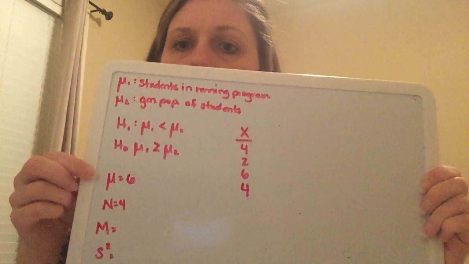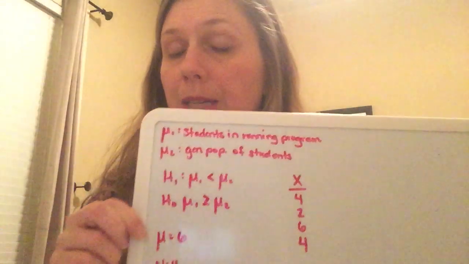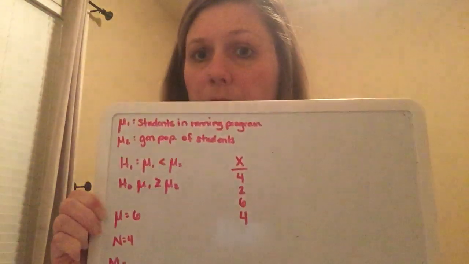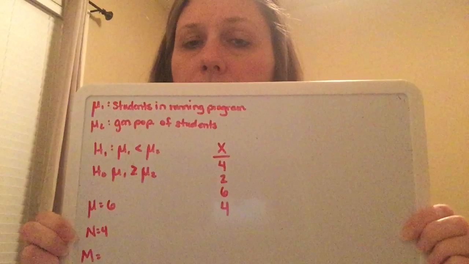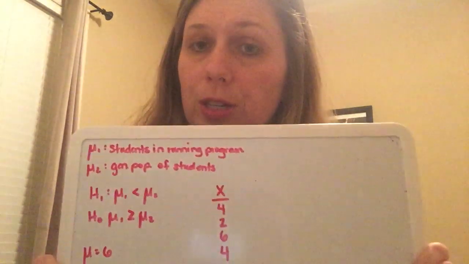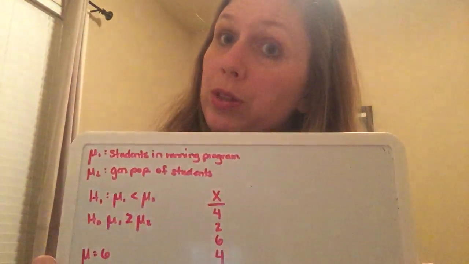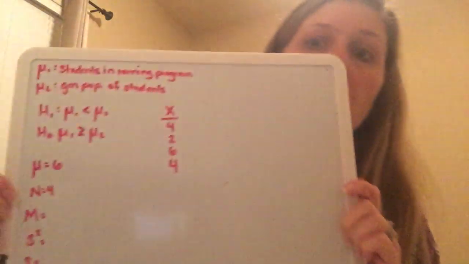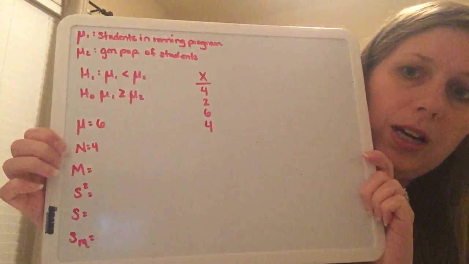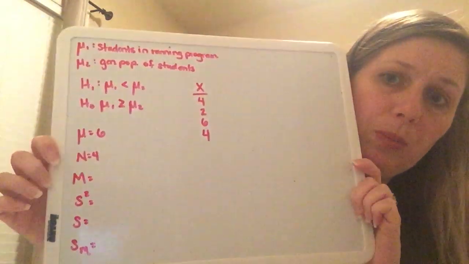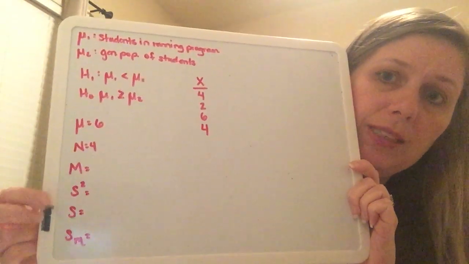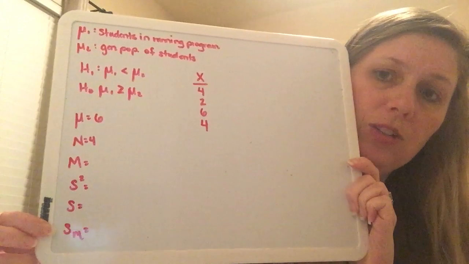Information from the problem would be that the population mean, so anxiety for students in general, is a 6. My N is 4. I'm making it very small here so our math is really simple, but essentially we only have 4 people in this running program. We are going to need to find the mean for the people in our running program, the variance, the standard deviation, and the standard error.